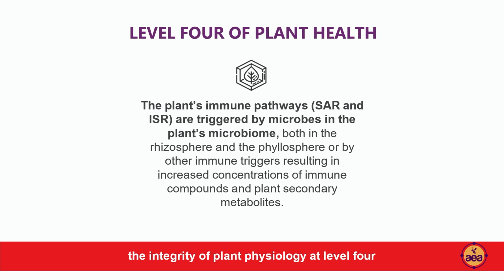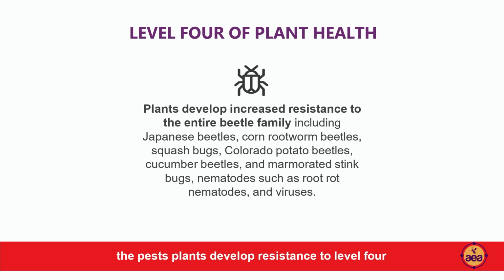level 4 of plant health, what happens is that the plant immune system has two immune pathways. The SAR pathway, which stands for systemic acquired resistance, and ISR, which stands for induced systemic resistance, and they're both triggered by microbes. These two pathways are triggered by microbes in the microbiome, both inside the plant, in the rhizosphere, and the phytosphere. And at this stage, plants become resistant to the entire beetle family: Japanese beetles, Colorado potato beetles, marmorated stink bug, corn rootworm beetle, and flea beetles. Although flea beetles can also happen at level 2. And we also get resistance to nematodes at this point, as well as viruses.